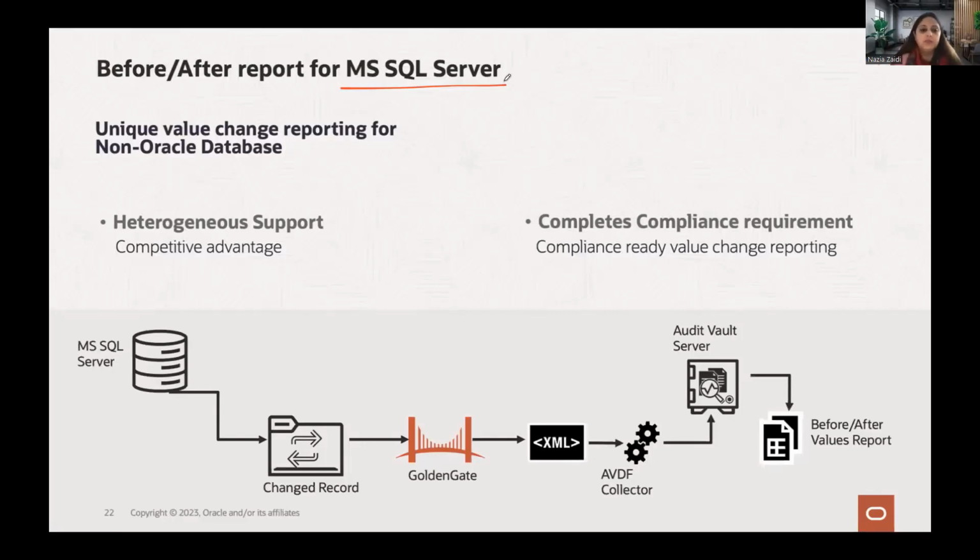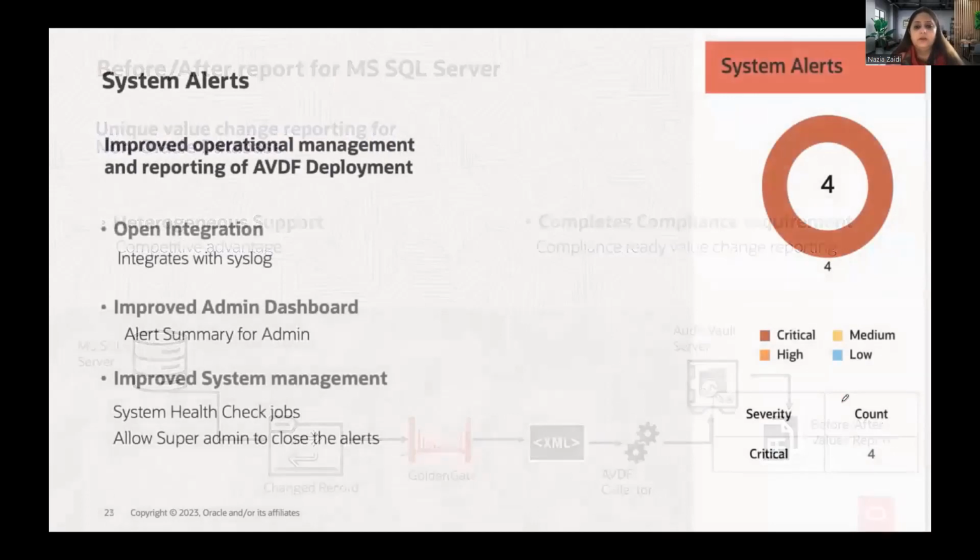Architecture-wise, it is similar to what we do for Oracle. We use the Golden Gate capability with this. So from SQL Server, we take the change record and give it to Golden Gate. We process that change value and give it to the Audit Vault server, and then your before and after value change reporting is available.